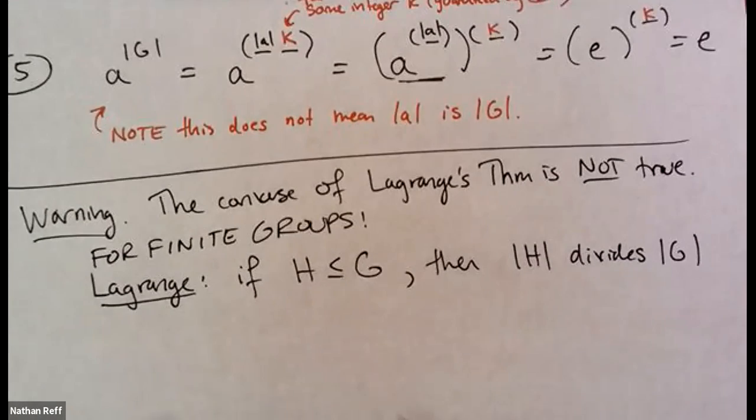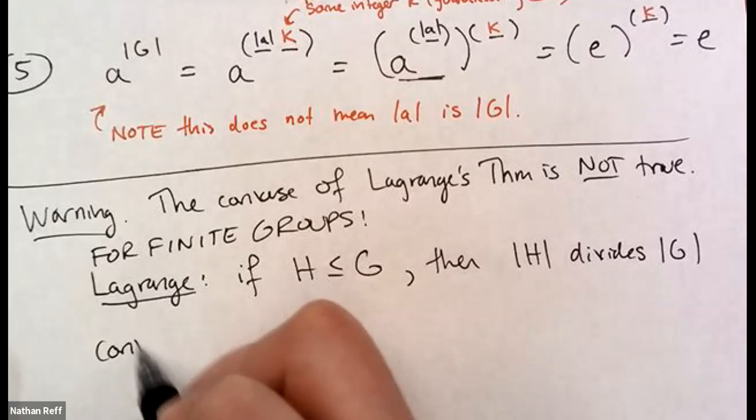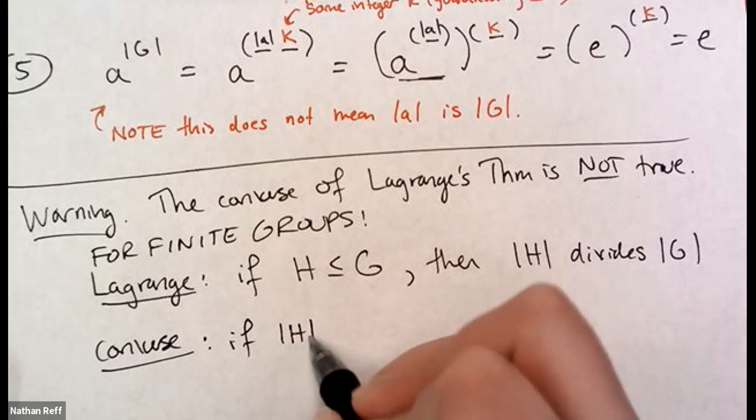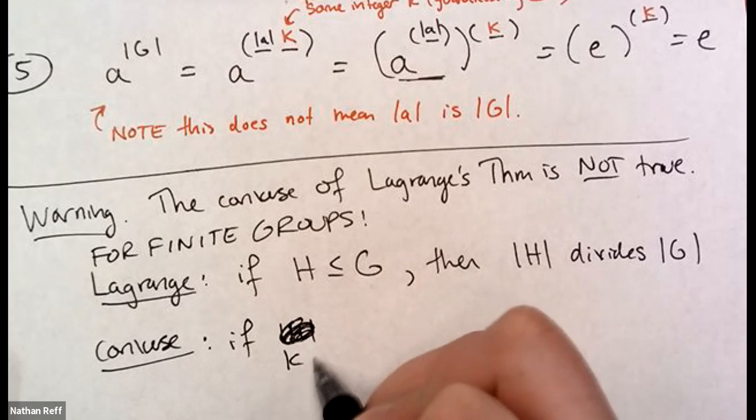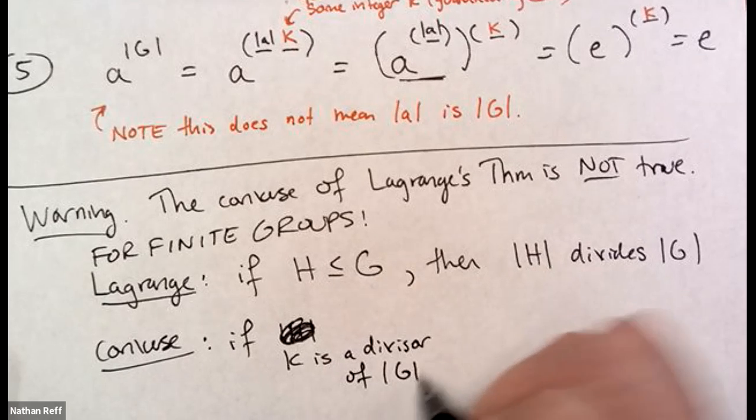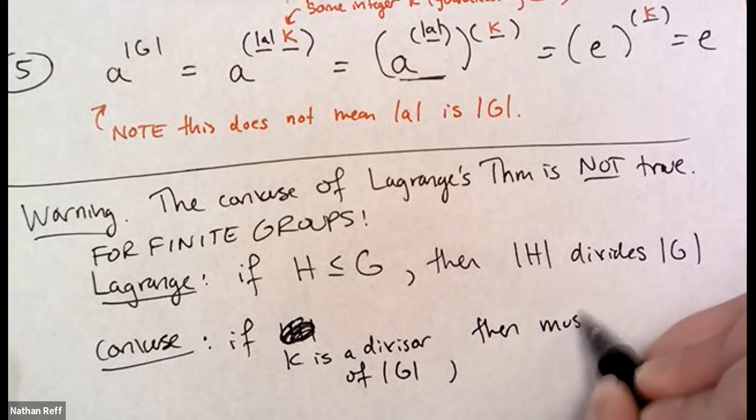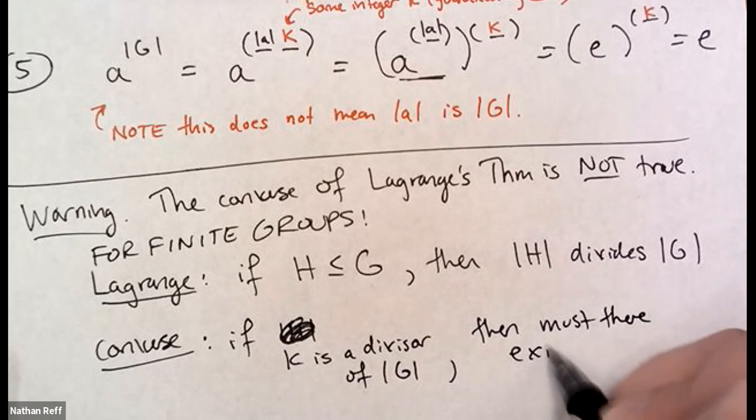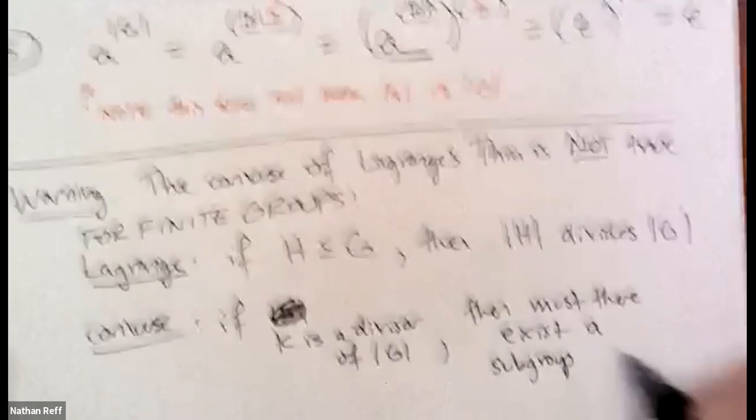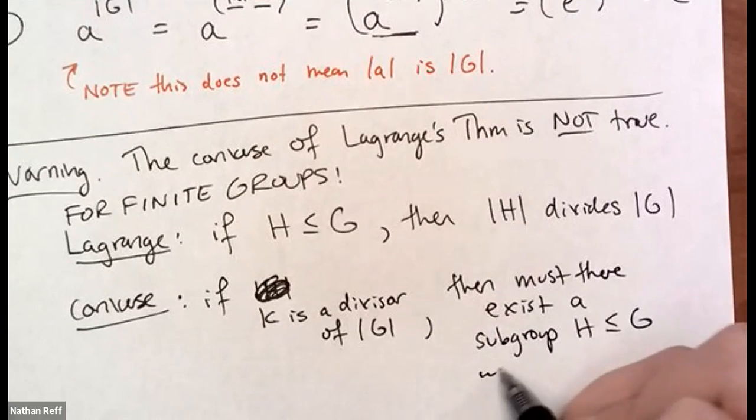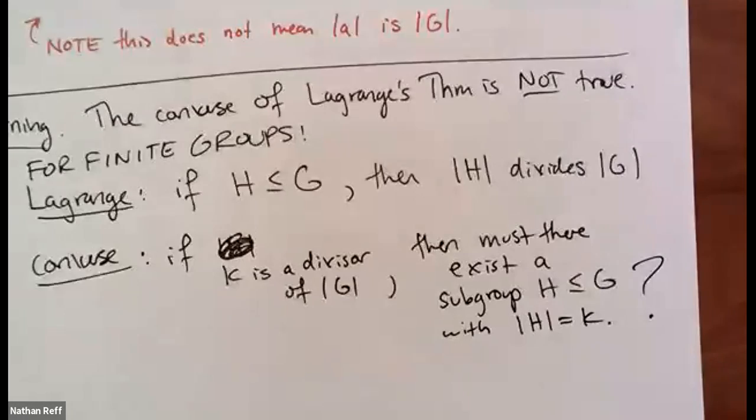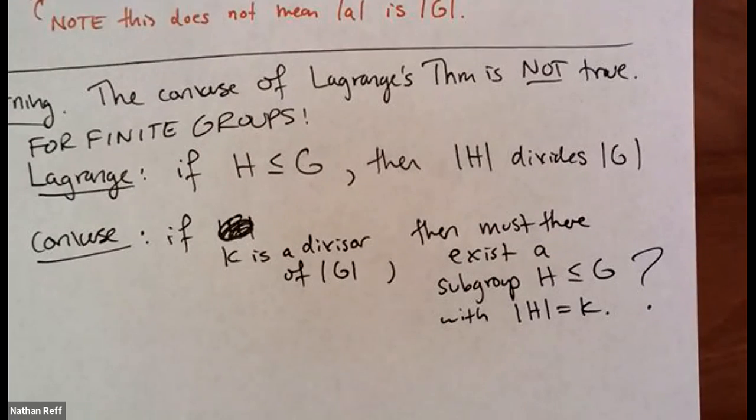But what would the converse be? If K is a divisor of the order of G, then must there exist a subgroup H with this order? And the answer is no.